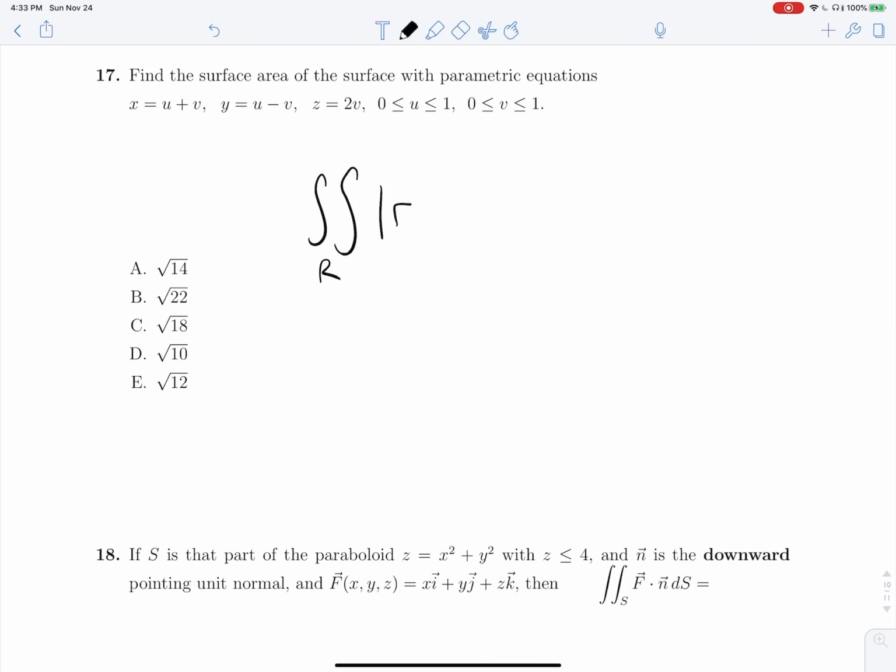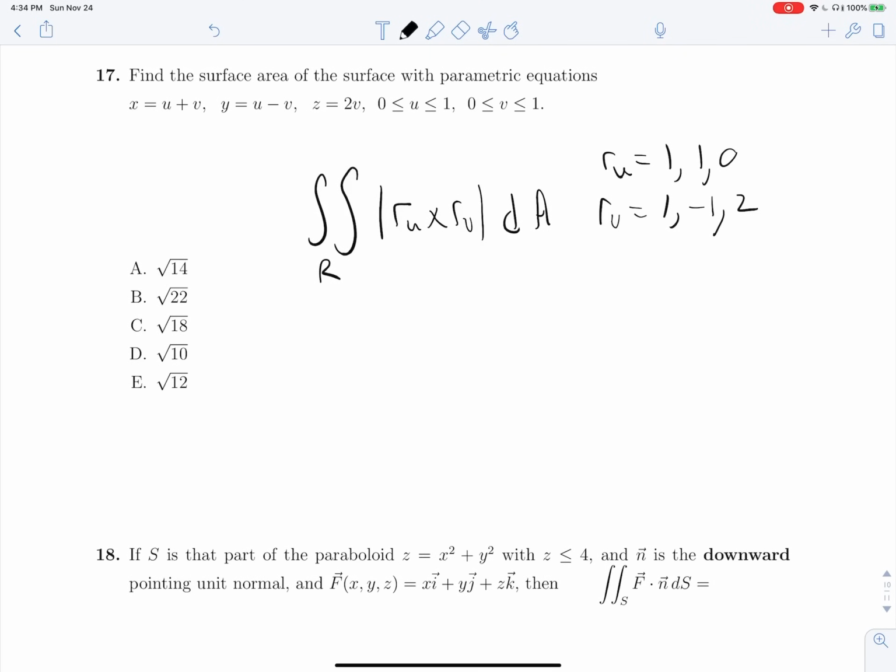Times the magnitude of RU cross RV dA. And that's it. So let's find RU and RV. RU is just going to be the partial derivative of R with respect to U, and we will get 1, 1, 0, whereas RV is going to give us 1, negative 1, 2.